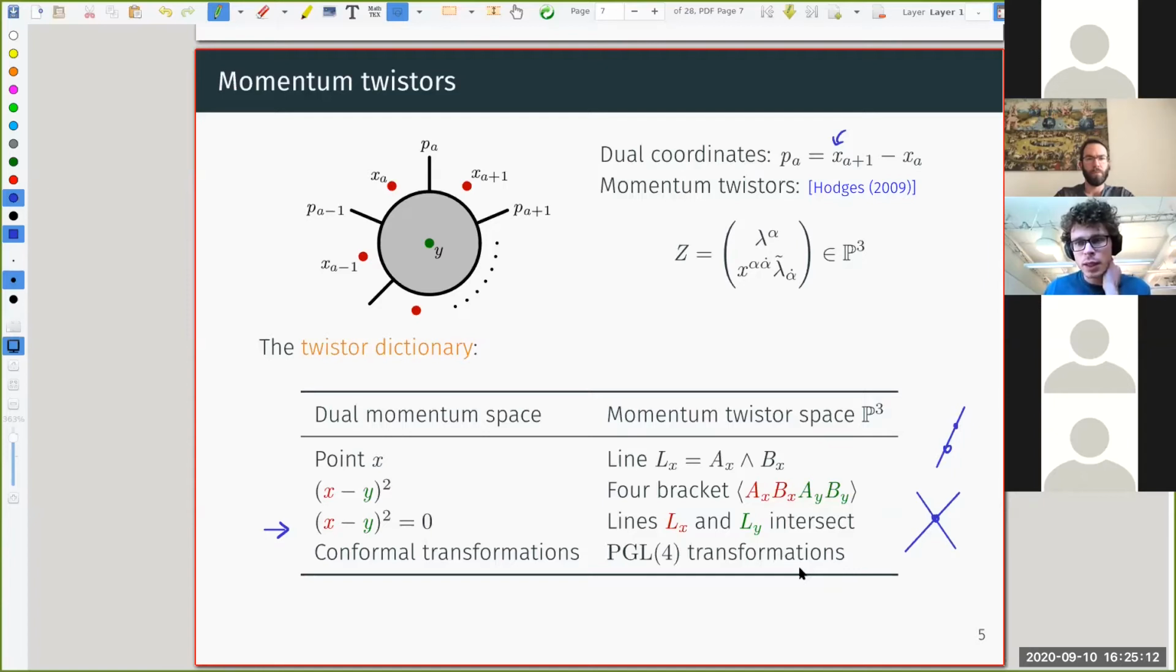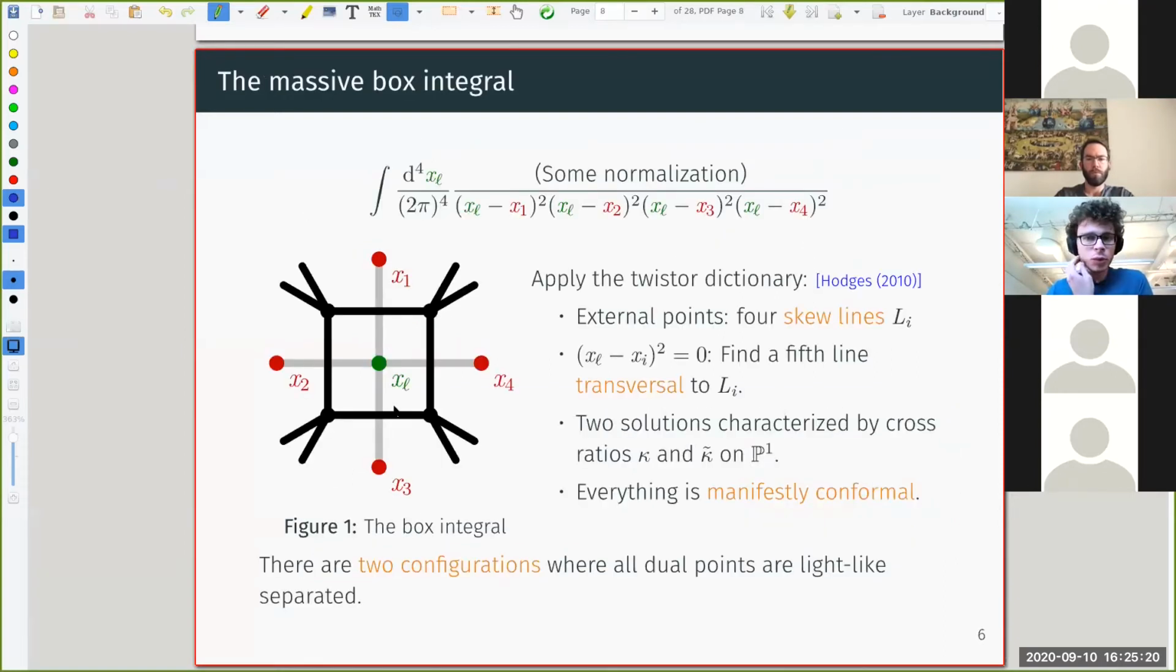Okay, so now, as I said, we want to apply this dictionary over and over again to analyze this leading singularity. The easiest example will actually be this box integral. This was already done by Andrew Hodges. So here this is the box integral. For now and also in the following, the graphs in black are going to be some Feynman diagram in momentum space, and behind it is the dual graph. The integral is also written up here. Massive means that the corners here are going to be massive.